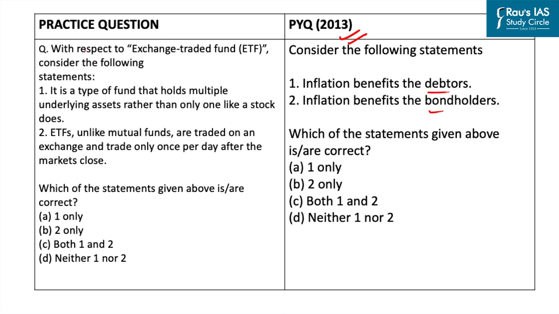Such a question was seen in the year 2013 when UPSC asked about the position of debtors and bondholders. Now the practice question here says, with respect to exchange traded funds, consider the following statements. The first statement here is: it is a type of fund that holds multiple underlying assets rather than only one like a stock does. Now statement 1 here is a correct statement, as an ETF is a type of fund that holds multiple underlying assets. Further, it is a type of pooled investment security that operates much like a mutual fund.